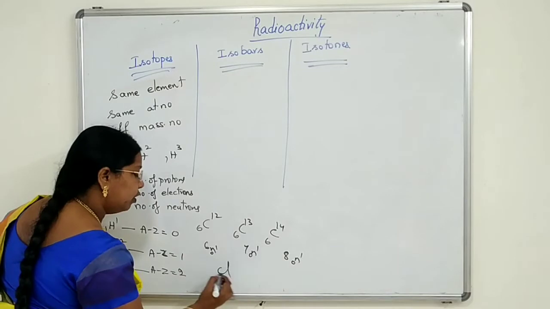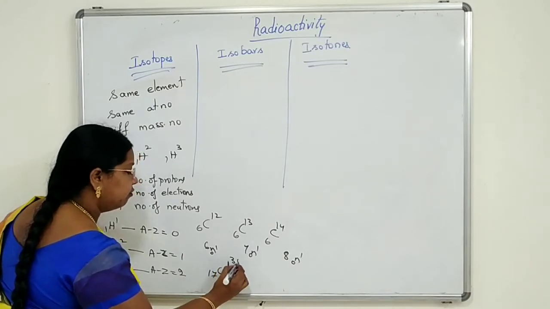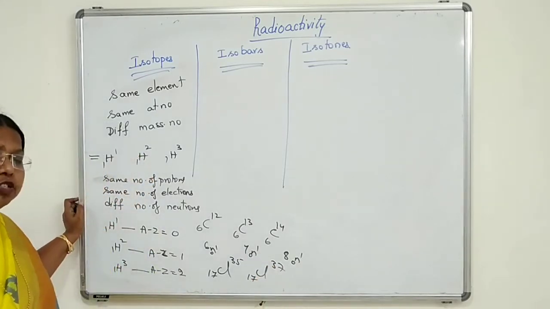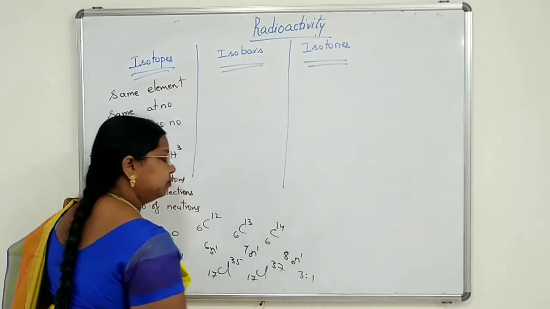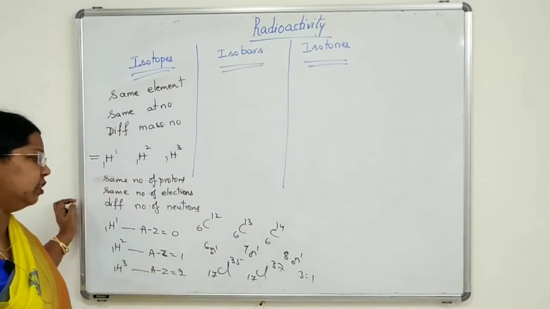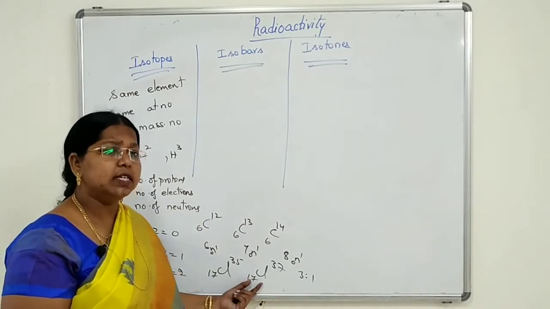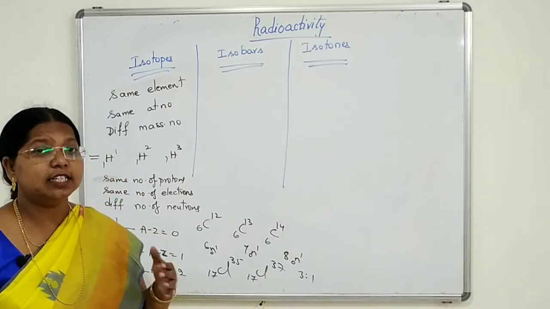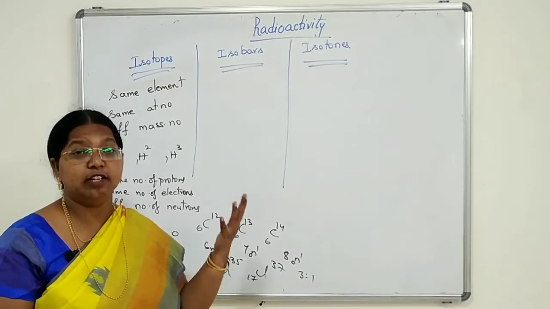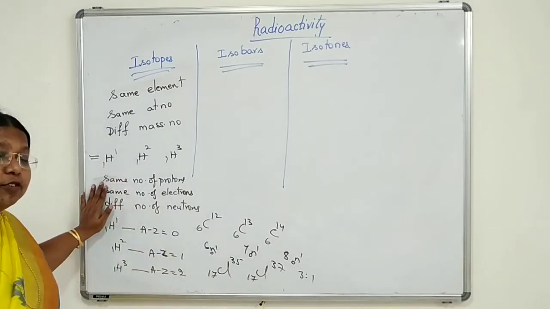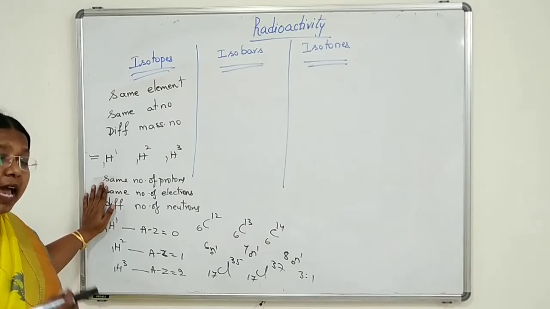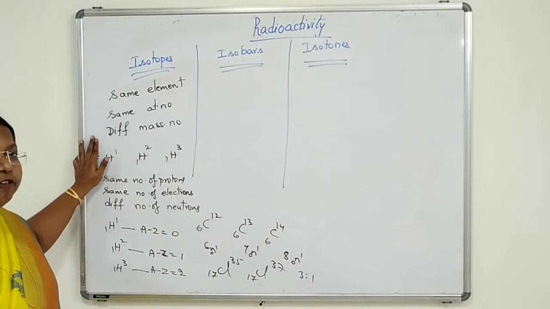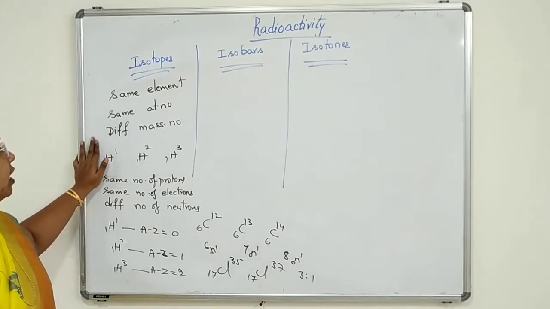Then chlorine 17 35, chlorine 17 37. They exist in the ratio of 3:1. So almost every element has isotopes. Same element, same atomic number, but different mass number. Tin has the largest number of isotopes, nearly 10. So what are isotopes? Atoms of the same element having the same atomic number but different mass number are called isotopes.